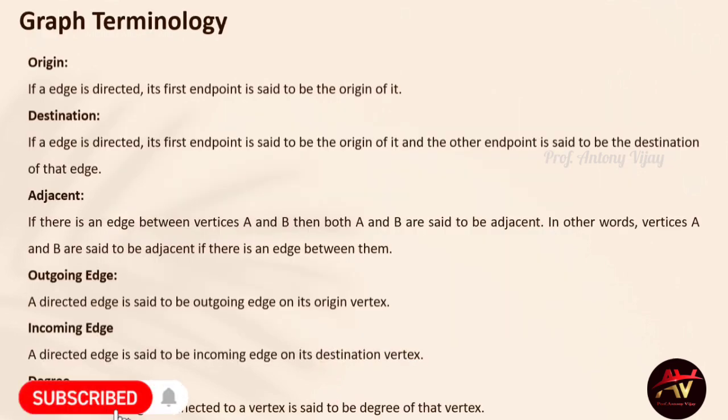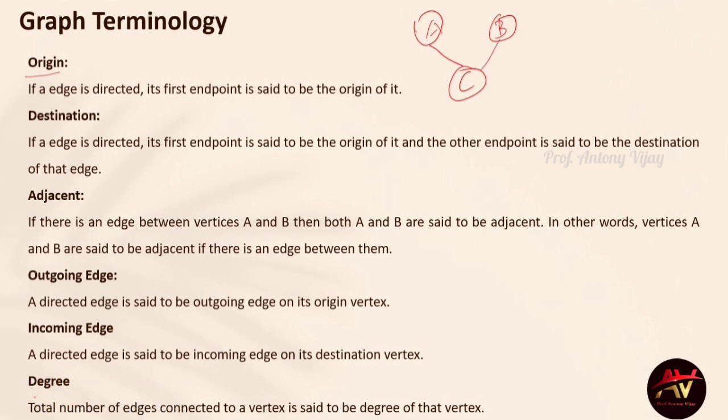So let's see the other graph terminologies. The third important term is origin. Origin means it's a starting vertex. For example, here I have 3 different nodes. You can call them nodes or vertices. So I am drawing like this.